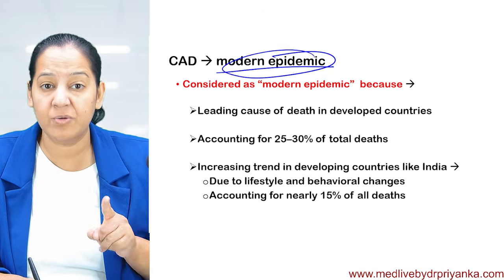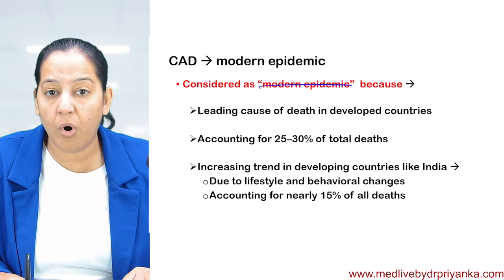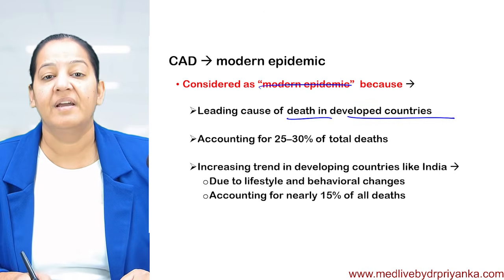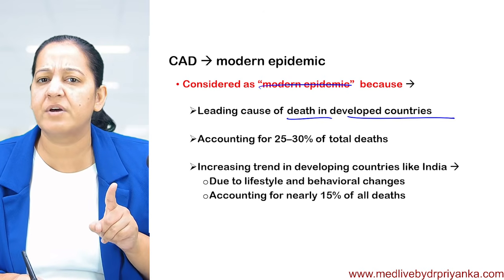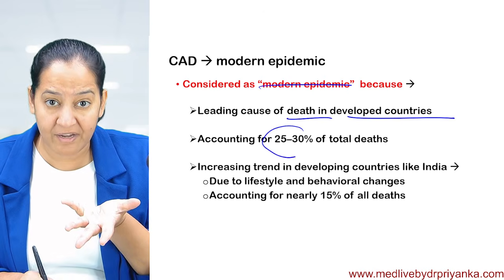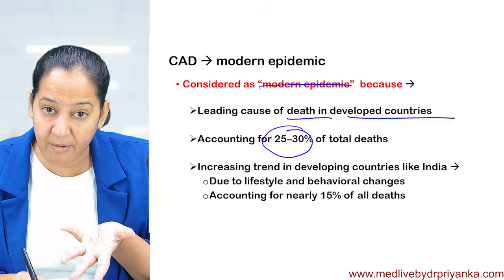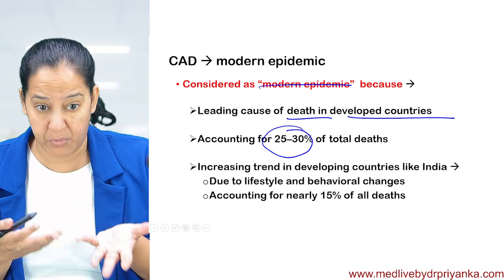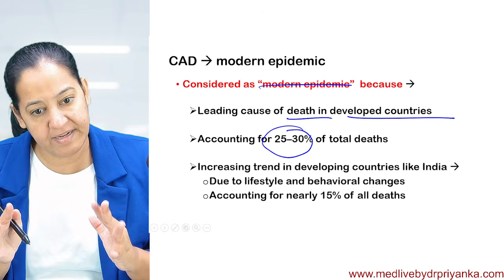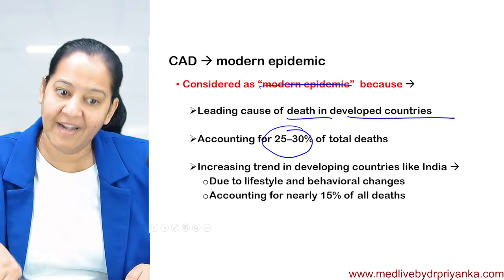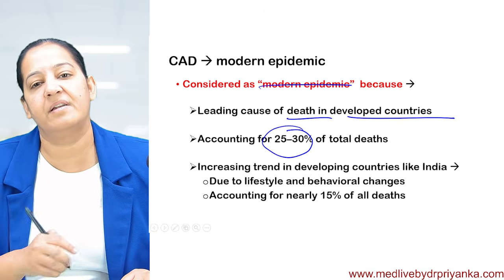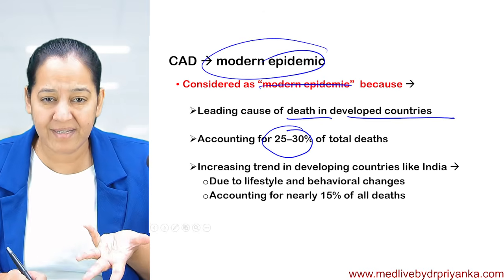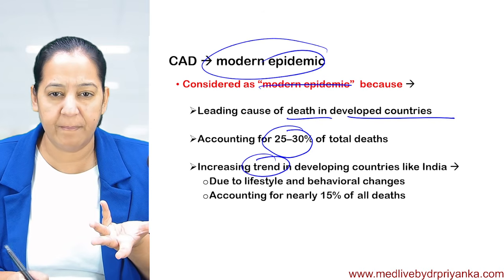The other name given to CAD is modern epidemic because it is one of the leading causes of death in developed countries nowadays. You can see 25% of the total death in the developed countries is due to CAD only. 1/4 of the total death is due to CAD. Out of the total 100% death, 25 to 30% is due to CAD alone. That's why we call it a modern epidemic nowadays. Why is the trend increasing in developing countries?